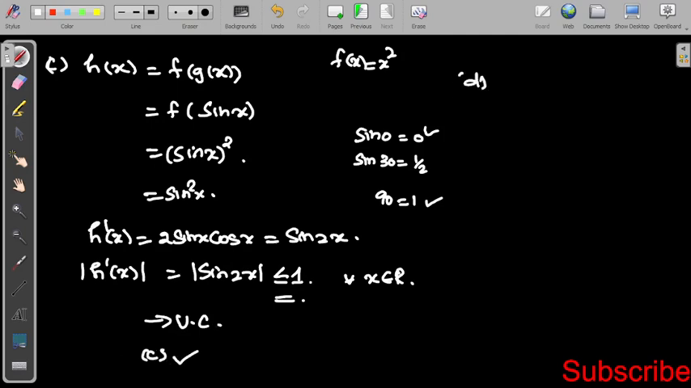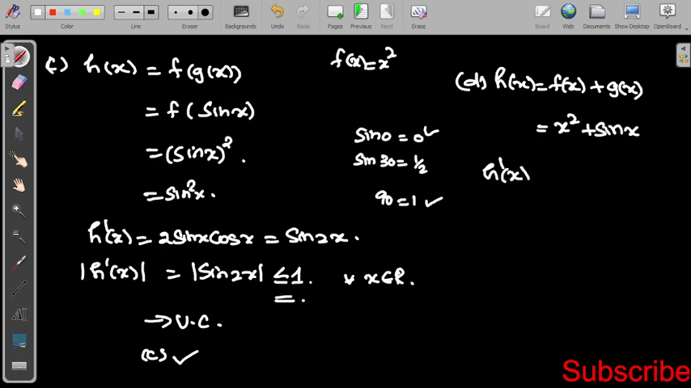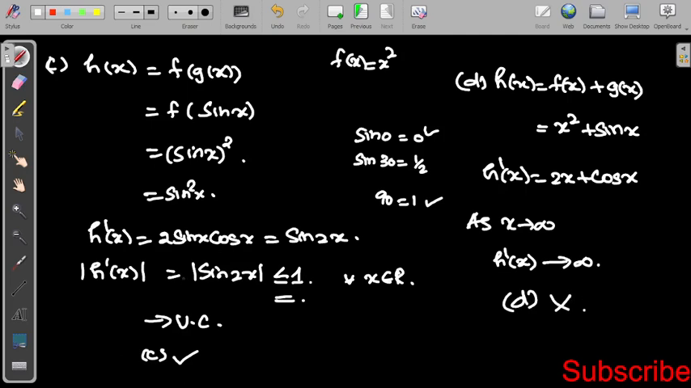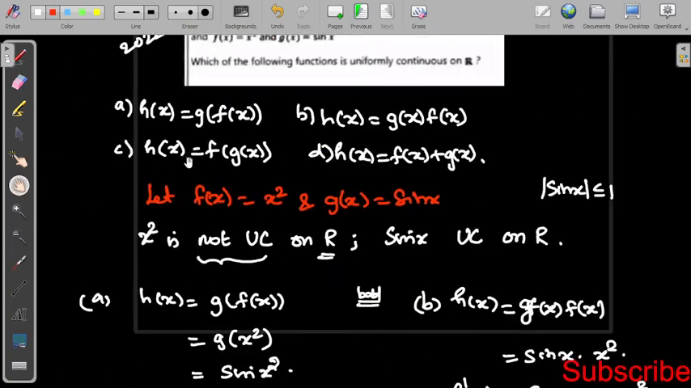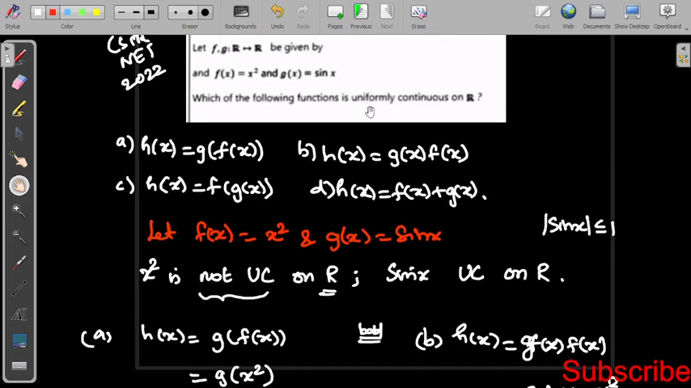Let's see option D, h(x) = f(x) plus g(x), which is x² plus sin x, and h'(x) is equal to 2x plus cos x. As x tends to infinity in the real number system, h'(x) tends to infinity. So option D is also not uniformly continuous. So from these four options, option C is the right answer, that is h(x) = f(g(x)), which is uniformly continuous on the real numbers. Thank you.